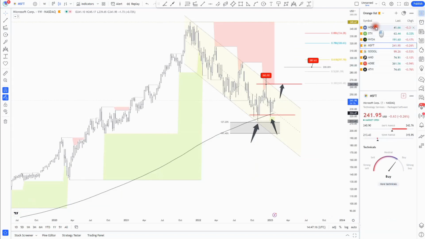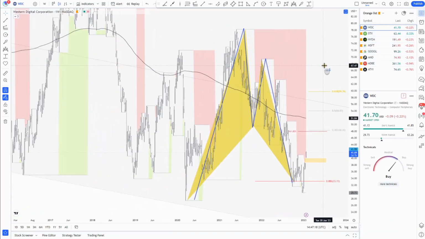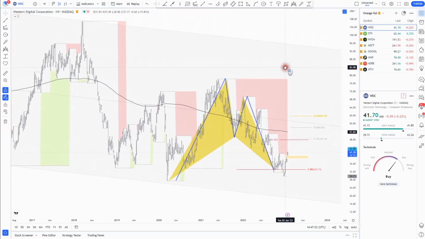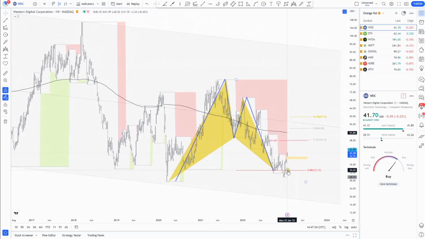I have other charts. I have Western Digital, which has printed already the bullish pattern. I shared this pattern before with you, I believe on Twitter. That pattern points to the 38% Fibonacci level. We have nice confluence with the golden Fibonacci extension and that Fibonacci retracement level at 48.30. But this is one of the patterns where we have no friendly risk reward at this point.